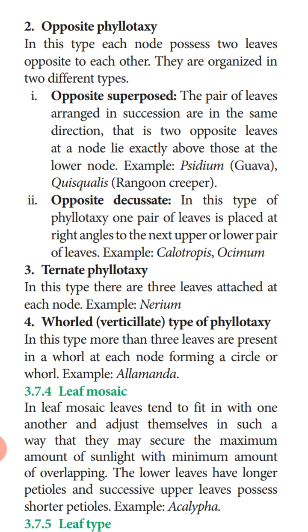In opposite superposed, the pairs of leaves arranged in succession are in the same direction. That is, the two opposite leaves at a node lie exactly above those of the lower node. Example: Psidium guajava, that is the guava plant. Next, opposite decussate. In this type of phyllotaxy, one pair of leaves is placed at a right angle to the next pair of lower leaves, or upper leaves. Then it is called the opposite decussate. Examples are Calotropis or Ocimum.